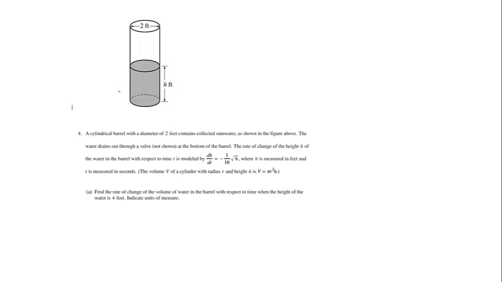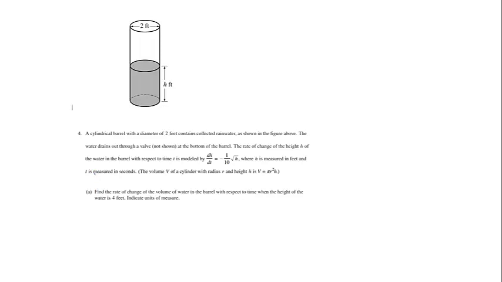Number 4, a cylindrical barrel with a diameter of 2 feet across collects rainwater as shown in the figure above. The water drains out through a valve, not shown, at the bottom of the barrel. The rate of change of the height h of the water in the barrel with respect to time is modeled by dh/dt equals -1/10 square root h, where h is measured in feet and t is measured in seconds. The volume of the cylinder with radius r and height h is V equals pi r squared h.